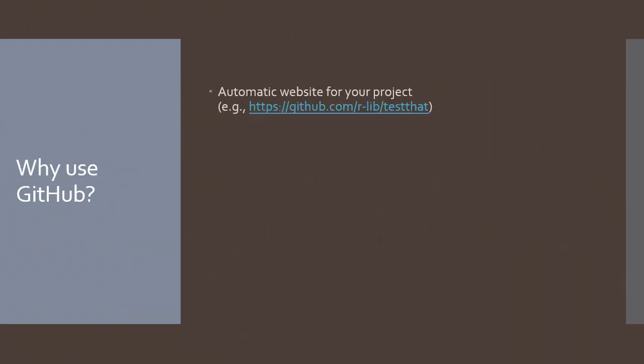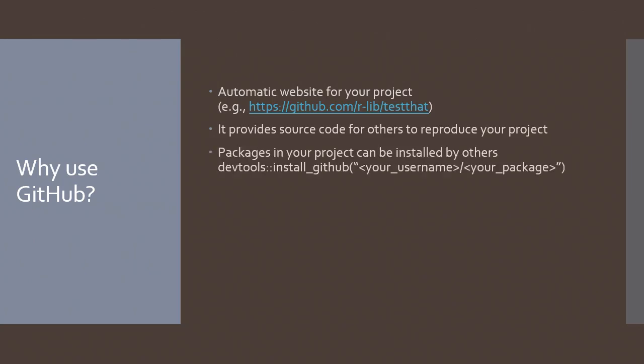Why use GitHub? GitHub actually provides an automatic website for your project. We're not going to look at that in this learning cycle, but I will show you this in a future learning cycle. It provides source code for others to be able to reproduce what you're doing, thus reproducible research. Packages in your project can be installed by others. So if you develop a package, you can actually publish it via your GitHub repository instead of going through the CRAN, which is the official repository.